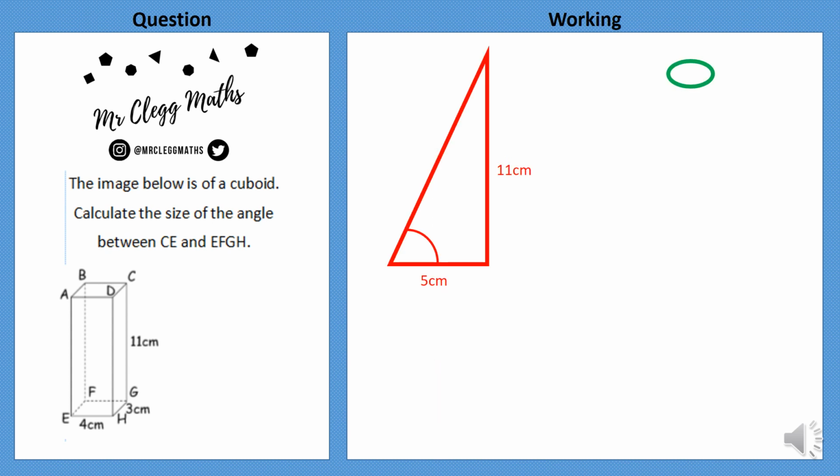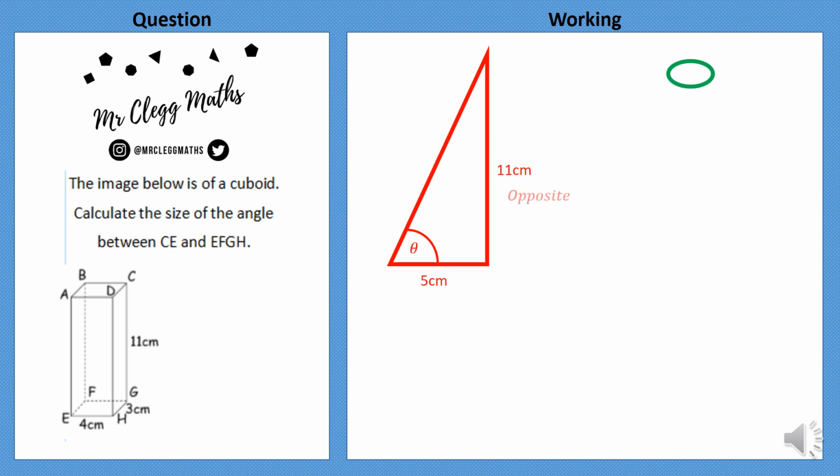So I've drawn that diagram out again. Ignore that green circle, that'll make sense in a minute. I've got an 11 centimeter side, a 5 centimeter side, and that is the angle in question. It's probably worth labeling that up. A lot of questions involving trigonometry will label an angle using this Greek letter. It is theta. So I'm going to use that. You could use any letter you wanted there, really. It wouldn't actually matter.